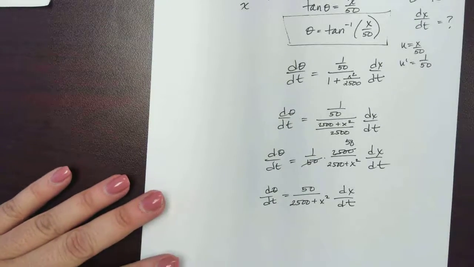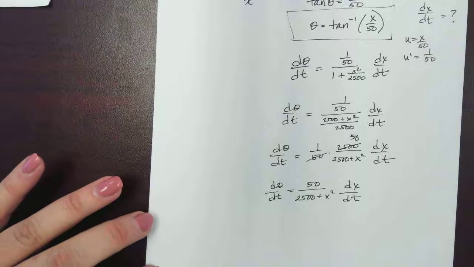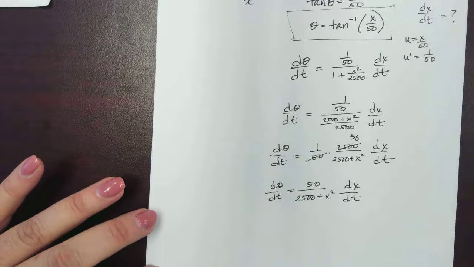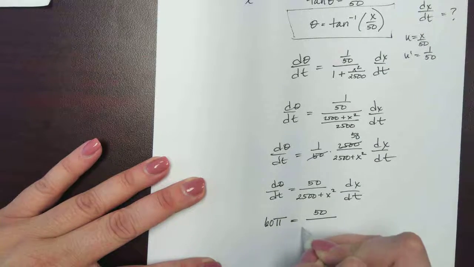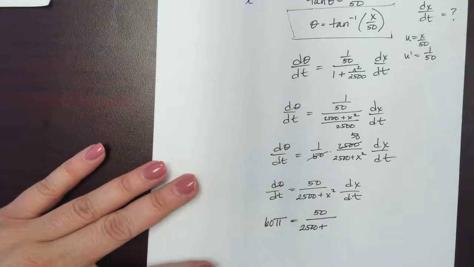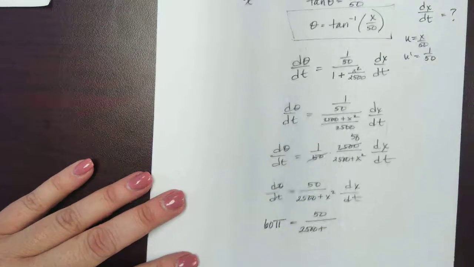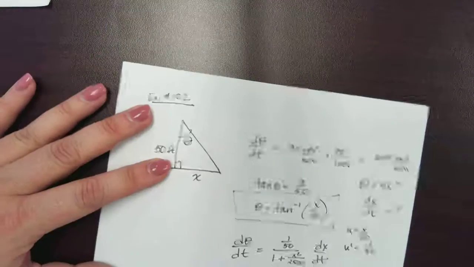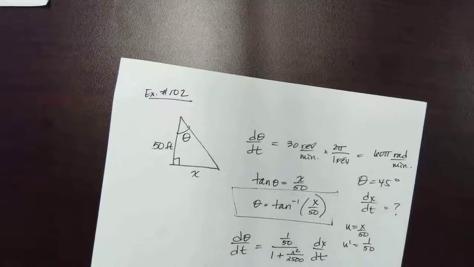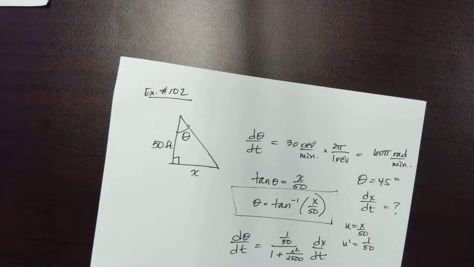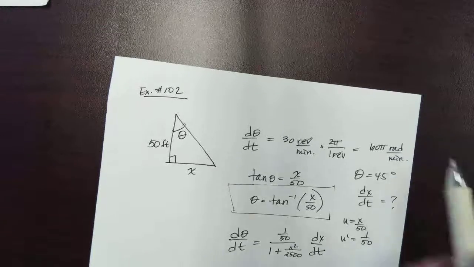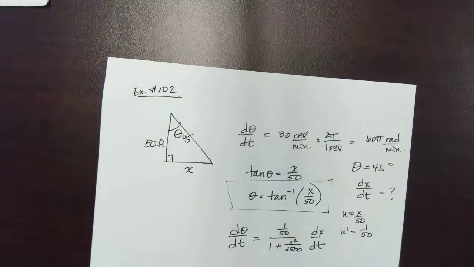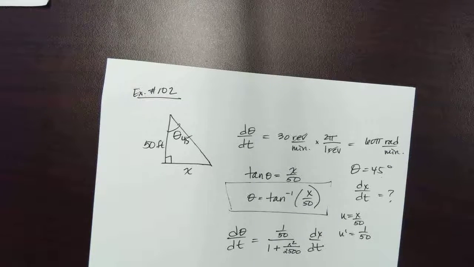Let's plug in what I know. D theta dt is equal to what? 60 pi, equals 50 over 2,500 plus x squared. What x? How do I find x? I need to come back up here. They told me I'm finding the rate of change of x, dx dt, when theta equals 45. So I can plug in theta equals 45 to find my x value at that instant.